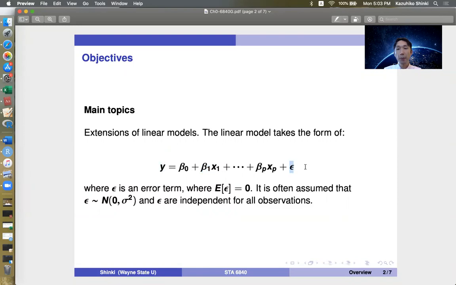And epsilon is error. So even if the height and temperature of animals are known, weight is not 100% predictable. So we have some error, and that is epsilon. Epsilon is called an error term, and the expectation of epsilon is assumed to be 0. Also, it is often assumed that epsilon follows the normal distribution with mean 0 and variance sigma square. Here, sigma square is another parameter similar to beta, and the epsilons are independent for all observations. So such assumptions are made for linear models.